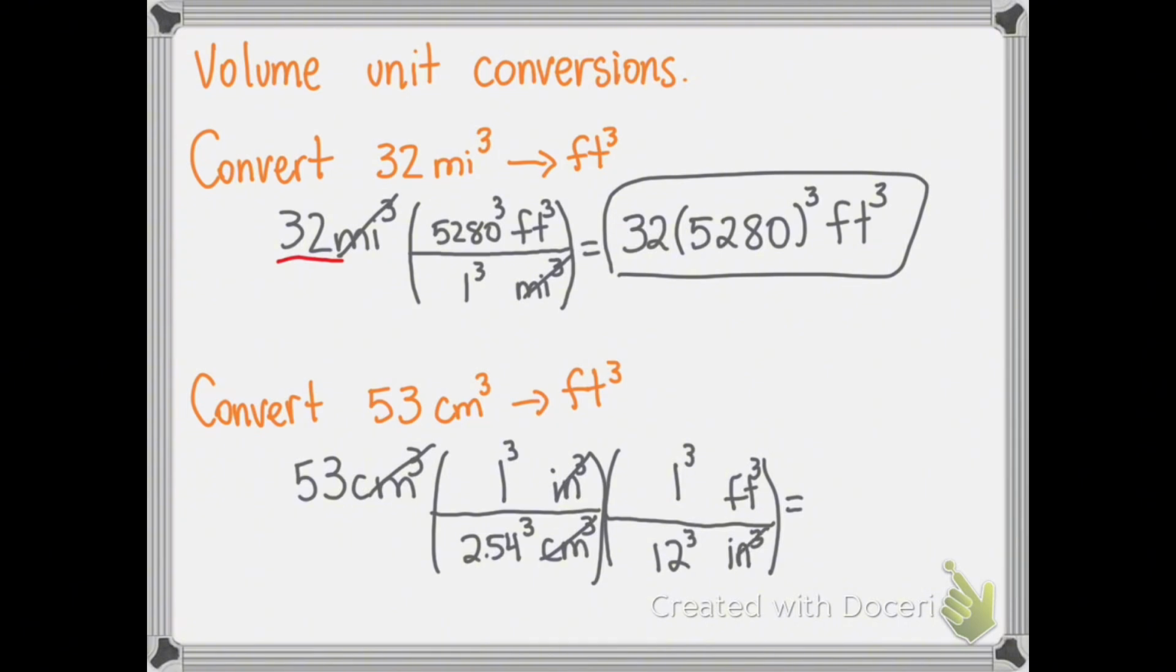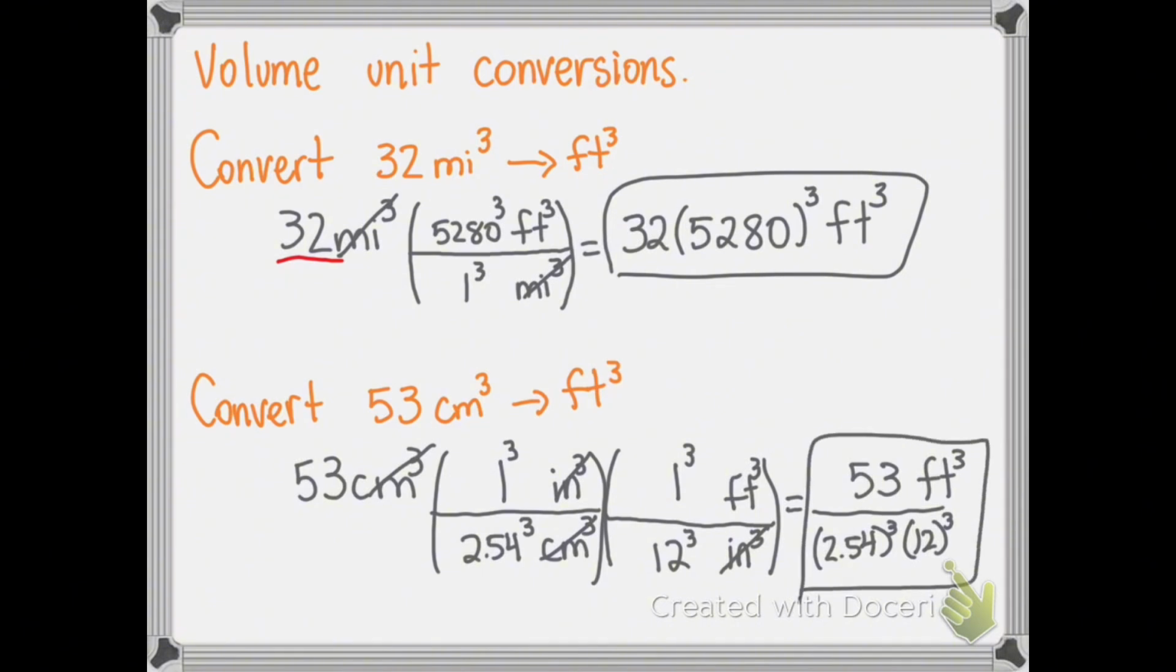Then we cancel the units, and our final answer is going to be 53 over, and then we'll put the 2.54 in parentheses to the third power, and the 12 to the third power, and then the feet to the third power. And that's it. That's our answer.